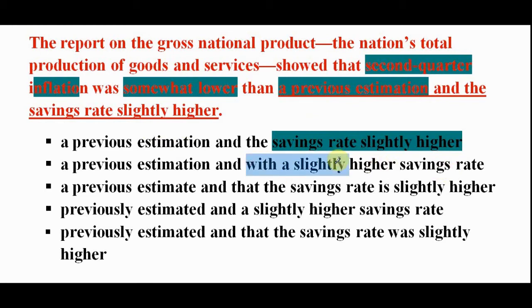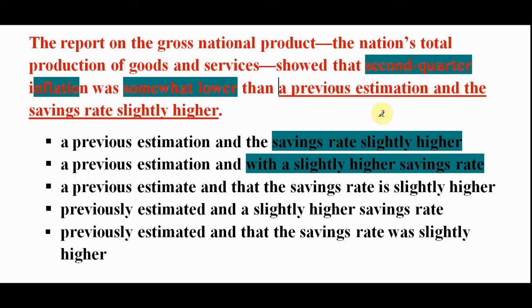Option B says with a slightly higher saving rate, again out. Why? Because inflation was lower, saving rate was higher. That should be the correct one. Why? Because of parallelism, parallel marker, and that parallel marker is "and." Fine. So before and after "and" it should be the same.